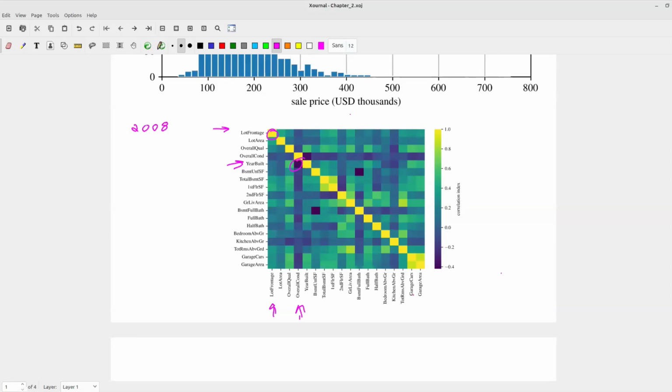Other things that are highly correlated are garage cars and garage area, which makes sense. Here's another one: total rooms above ground is correlated to ground level living area, so a lot of one-story houses. Basement full bath is inversely correlated to basement unfinished square footage. If you have a lot of bathrooms in your basement, then you don't have a lot of unfinished square footage. And that's how you read a correlation matrix.